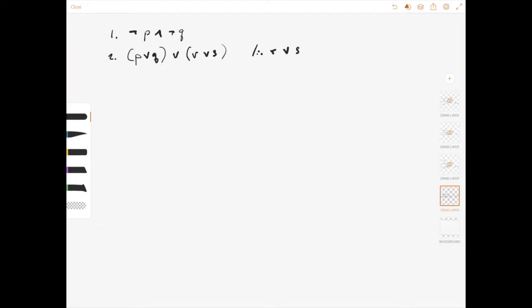So let's approach this as I've recommended. A good rule of thumb is to begin with the conclusion and ask yourself where the conclusion is likely to be derived from. If you look at the conclusion, we have R or S, and we have two premises. Line 2 has R or S in it, so that is our most likely candidate. So line 2 is probably where we're going to get R or S.